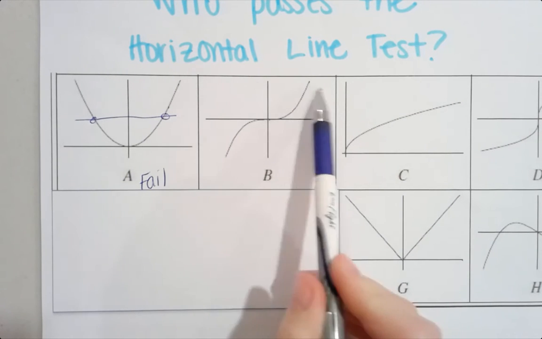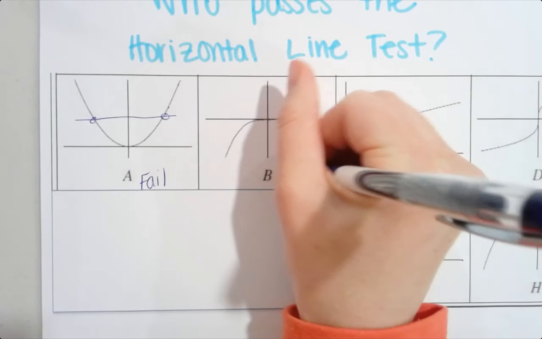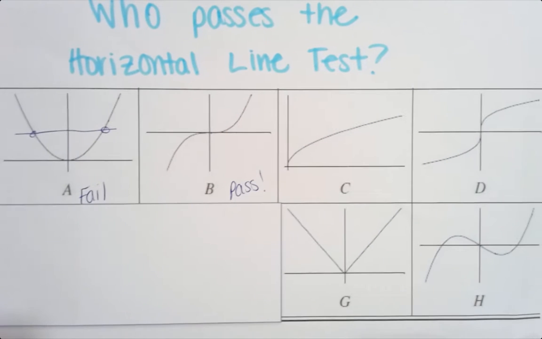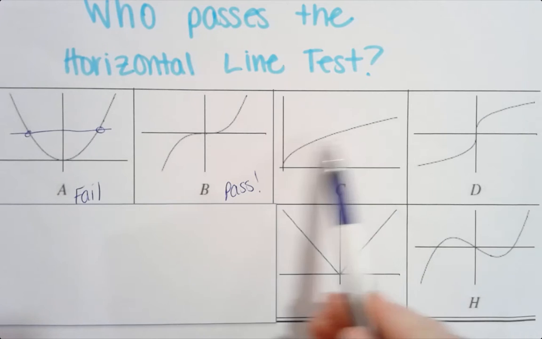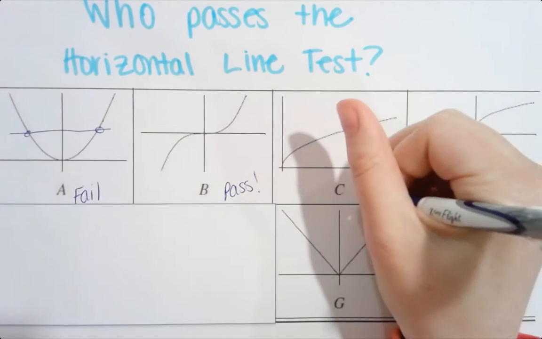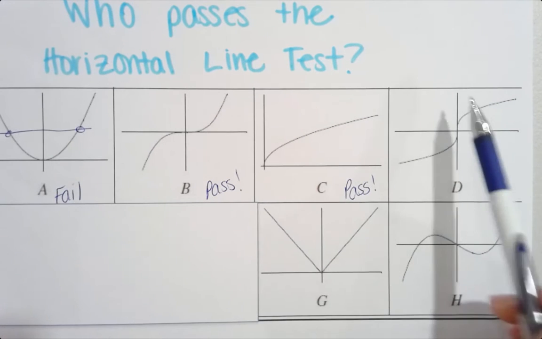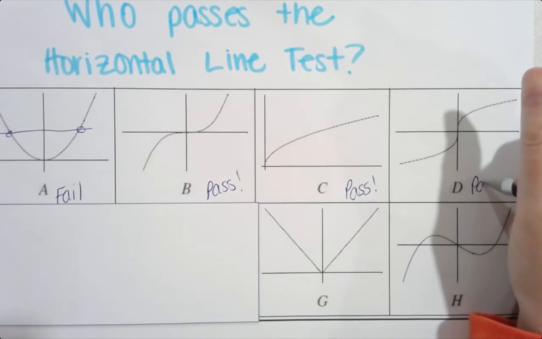Picture B passes the horizontal line test. So we are going to have an inverse function. C, again, passes the horizontal line test, so we will have an inverse function. And D passes the horizontal line test, so we will have an inverse function.